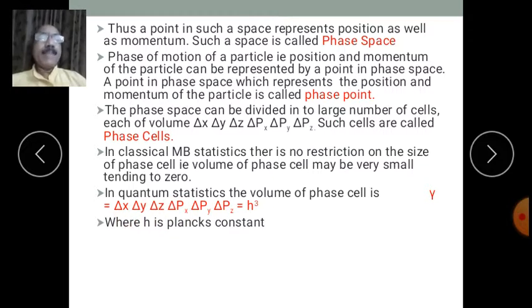In classical Maxwell-Boltzmann statistics, there is no restriction on the size of phase cell. That is, volume of phase cell can be very small, tending to 0.